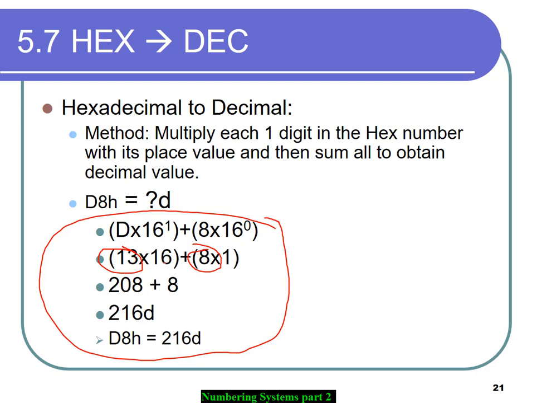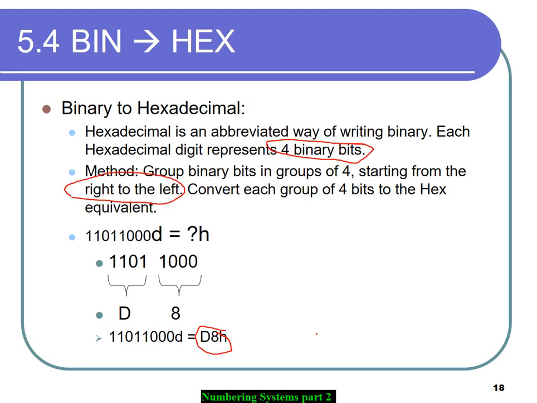It's times 16, which gives you 208. And then you add that 8 times 1, which is 16 to the power of 0, gives you 8. And if you write it out, you will get back to 216. And that's why D8 is equal to 216 in decimal value. So that's how you convert from hexadecimal to decimal, or binary to decimal. I can show you another example based on that.